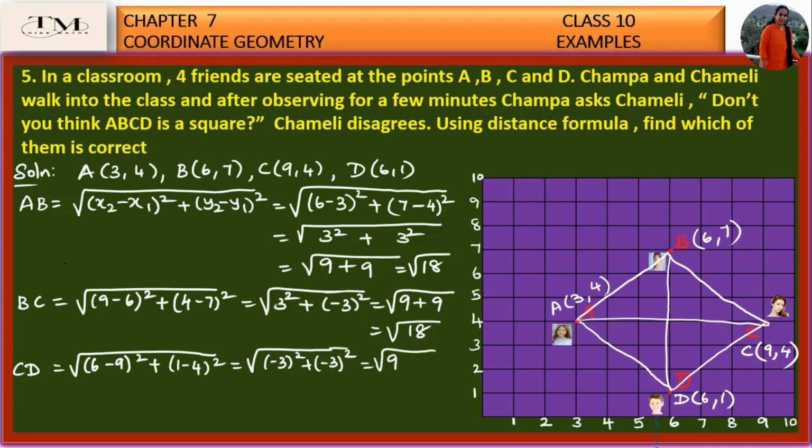Minus 3 whole square is plus 9. Here also minus 3 whole square is plus 9. So you will get root of 18. Okay. Next AD. So what is the distance between AD?